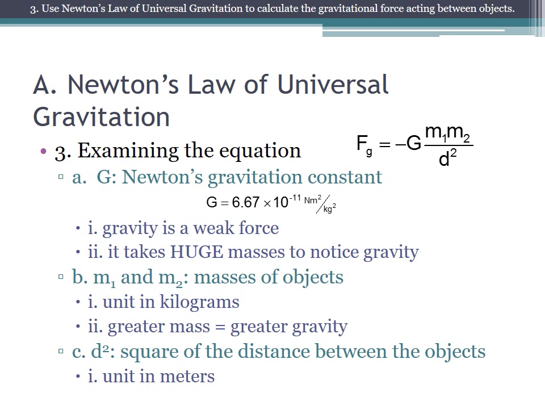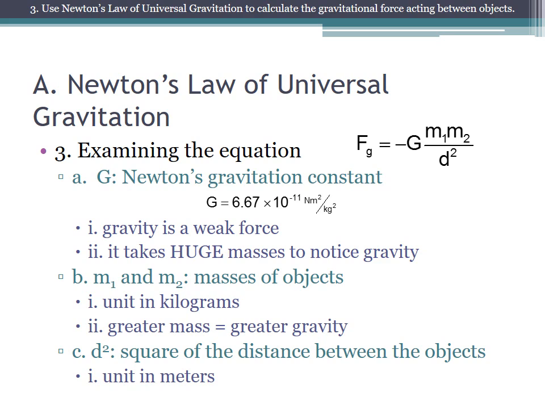We always want our units on that distance to be in meters, and that's for the same reason we said the masses need to be in kilograms. If we look at our units on the gravitation constant, notice it's Newton meters squared. So we want that distance to be in meters because that will end up canceling with the meters in the constant there.